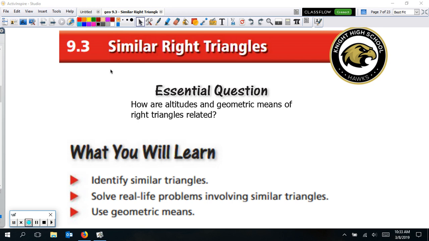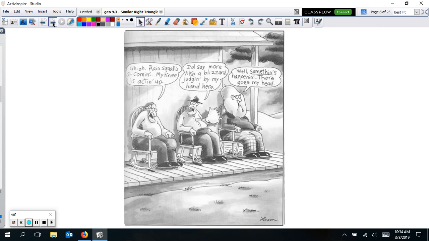But first, let's go ahead and do a little cartoon time, a little Far Side cartoon. So here's three old men sitting on a porch. The first guy says, "Uh-oh, rain squalls are coming. My knee's acting up." And he gets all big. And the middle guy says, "I'd say more like a blizzard, judging by my hand here." And then the last guy says, "Well, something's happening. There goes my head." Old guys and their ailments.